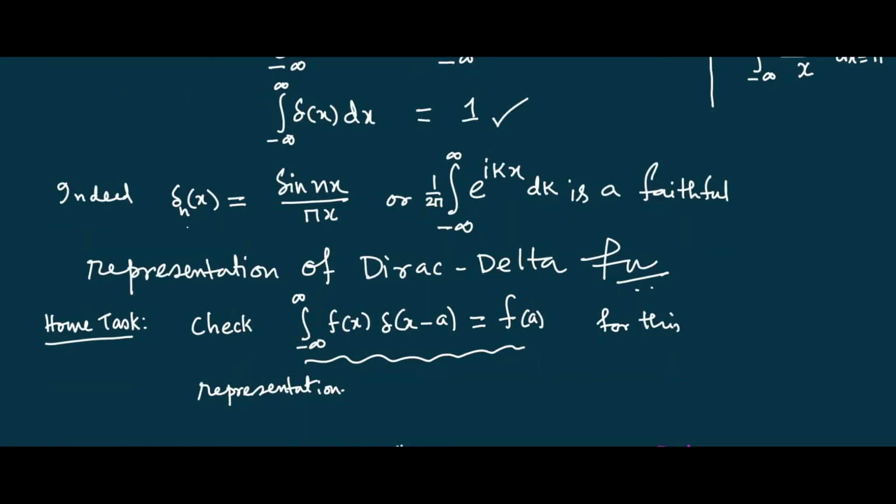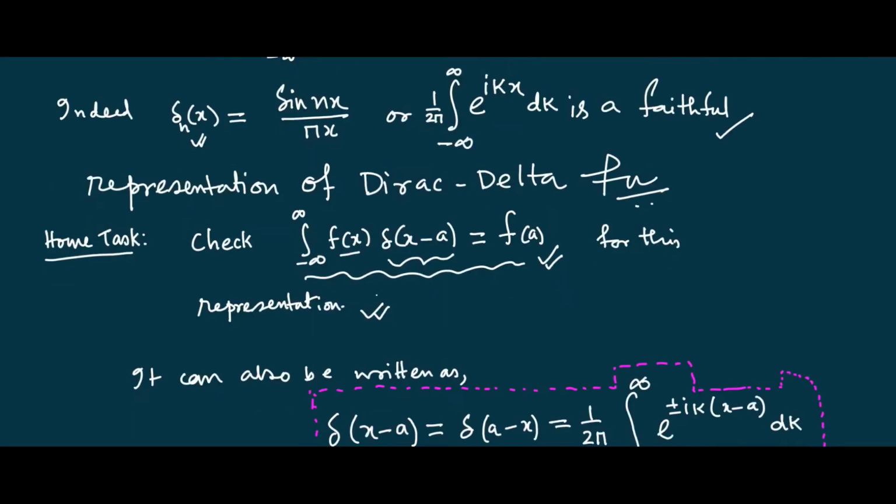Indeed, because it is a distribution kind of thing, I should put an n, delta subscript n, here. So sin(nx)/(πx), or 1/(2π) integral from minus infinity to plus infinity of e^(ikx) dk, is a faithful representation. And in order to prove this, there is another property. For any well-behaved function f(x), multiplying with this delta(x minus a) must give you f(a). For this representation, you can check this for your completeness.